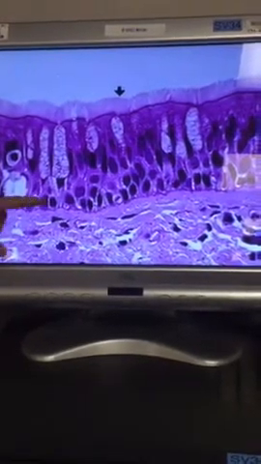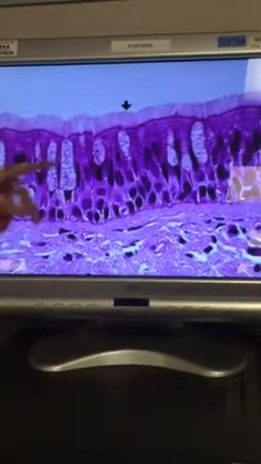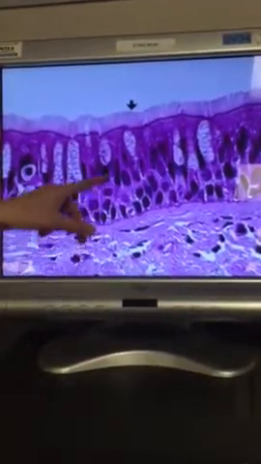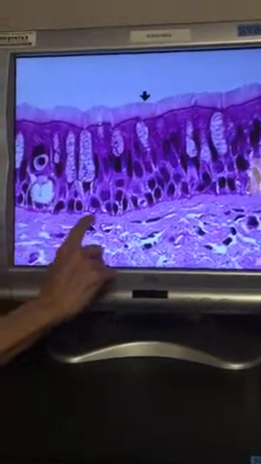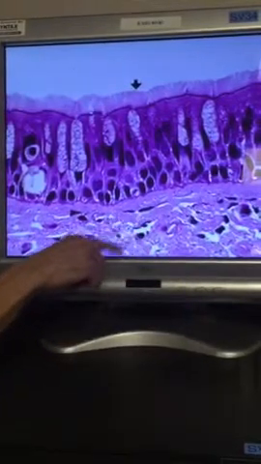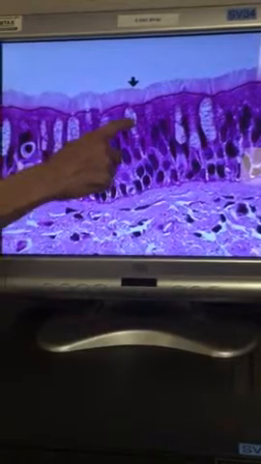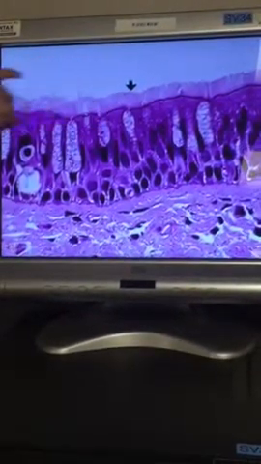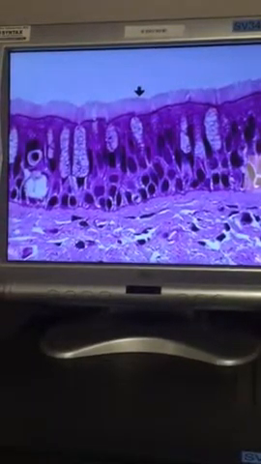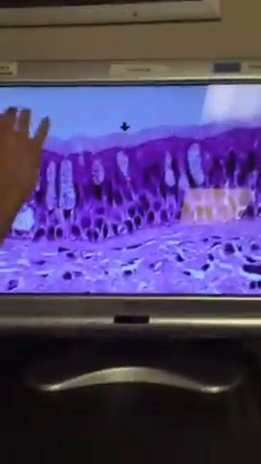So notice that it looks like this is stratified because nuclei are at different levels, but actually all these cells do touch the basement membrane. So it really is just one row of cells. This is the basement membrane here. So this would be our underlying connective tissue. And what are these cells? Goblet cells, very good. And this is the extracellular fluid. It might be some extracellular fluid because there would be some mucus up here secreted by the goblet cells. This space is the lumen.